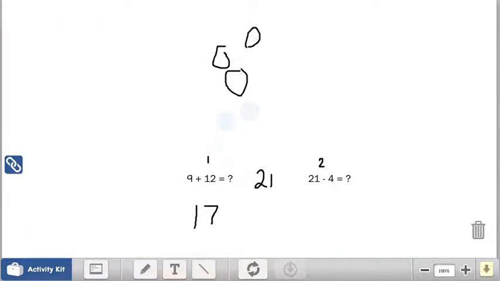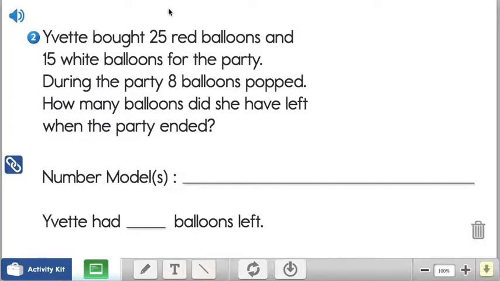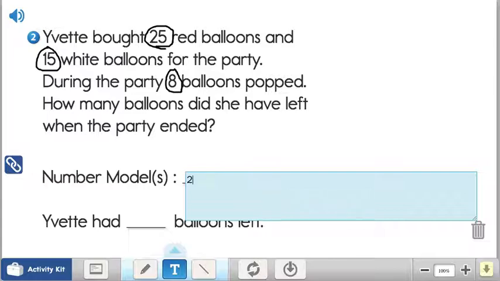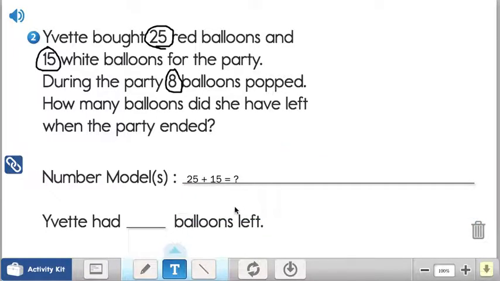Let's take a look at another one. So again, we're going to notice right away that we've got 3 numbers in our problem. And when I read it, it says Yvette bought 25 red balloons and 15 white balloons for the party. So already I know I'm going to take 25 and add 15 to it, because she bought 25 red ones and 15 white ones. Well, when I do 25 plus 15, I get 40. So we know she has 40 total balloons.